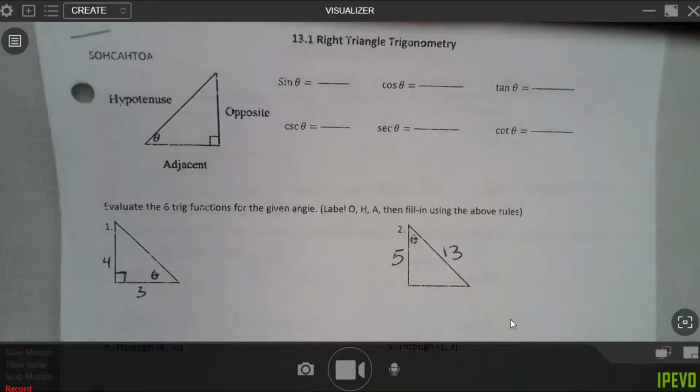All right, so today we're going to be talking about right triangle trig. Some of this should be a refresher from your geometry course last year.